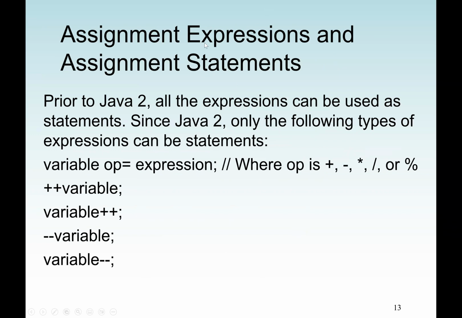We also have the assignment expressions and assignment statements. We know, again, these are our increment and decrement operators, that is pre and post. So prior to Java 2, all expressions can be used as a statement. But since Java 2, only the following types of expressions can be statements. So we have a variable, operator, equal, expression, where OP can be any arithmetic operator.